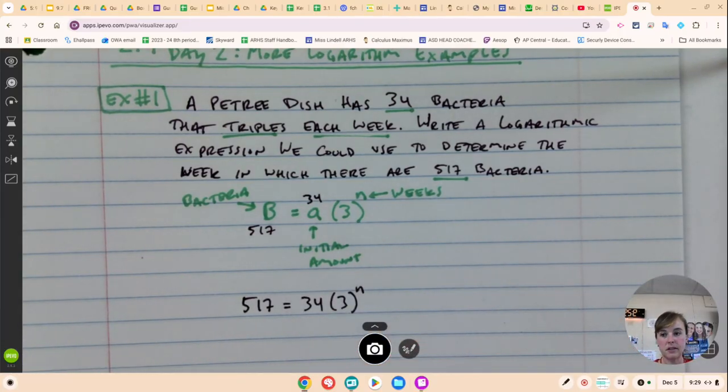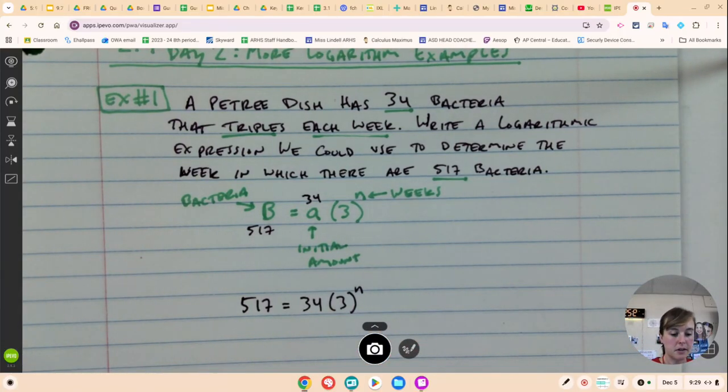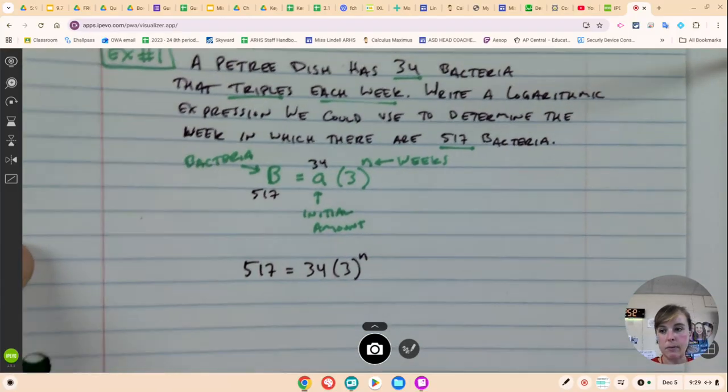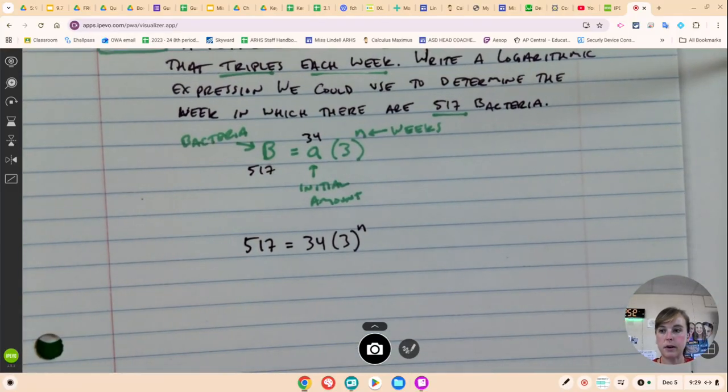So that would be an expression that we could use to determine the week, but it's not yet a logarithmic expression, right? We start off with an exponential, and now we're going to turn this into a logarithmic expression that we can use to determine the amount of weeks.